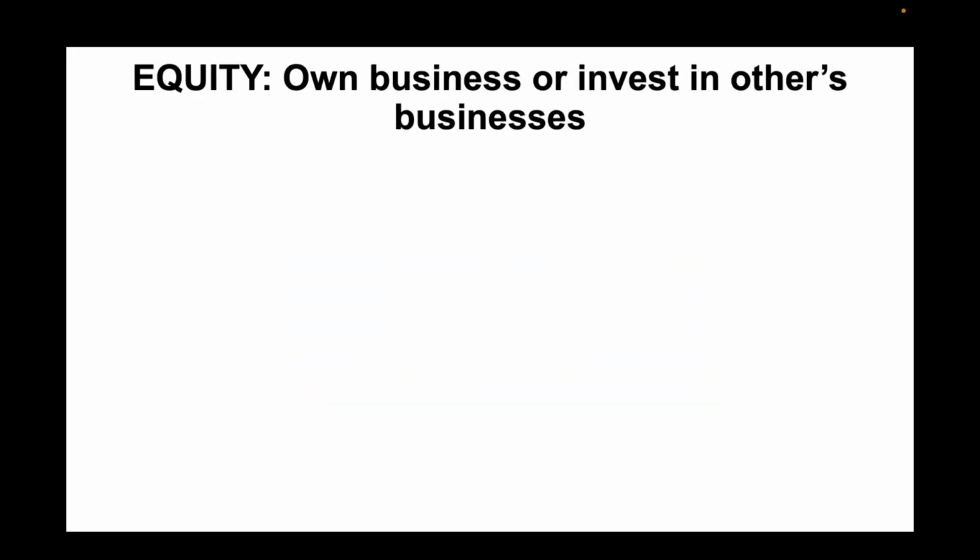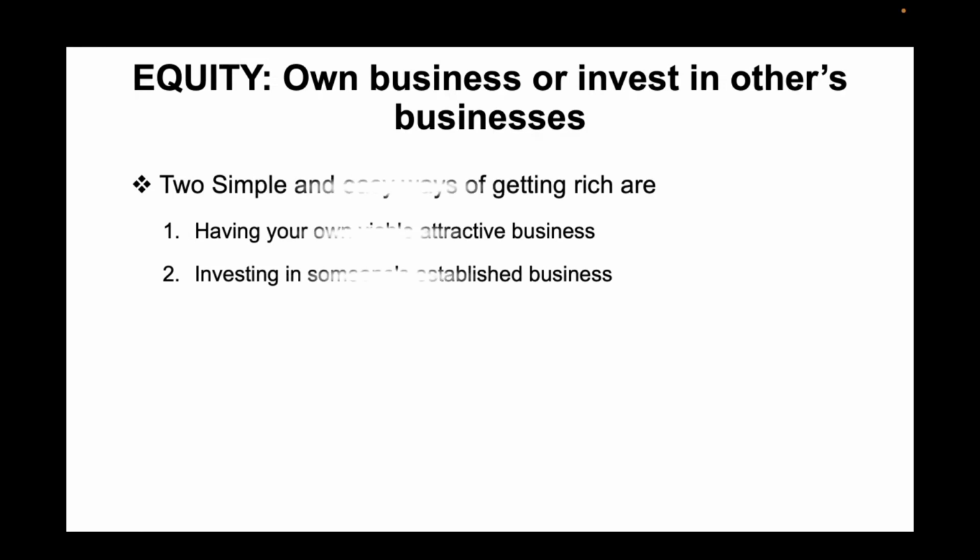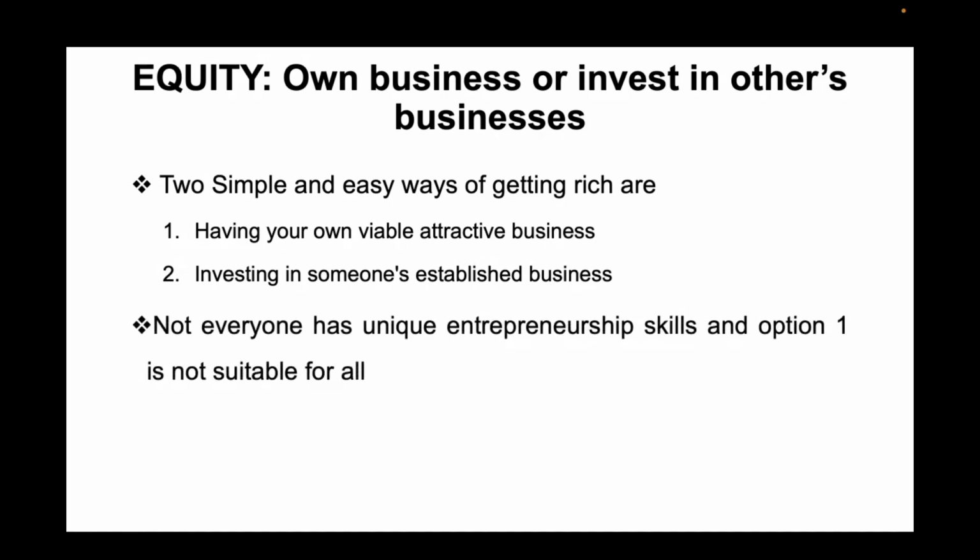Equity is all about either having your own business. There are two simple ways of getting rich. Either you have your own viable, attractive business, or you invest in someone's established business. Not everyone has unique entrepreneurship skills, and option one is not suitable for all, because not everyone can have their own attractive business which is viable. Anyone and everyone can start a business if they have the working capital, but if you look at the statistics, not all businesses last beyond 5 years. So that's the statistics.